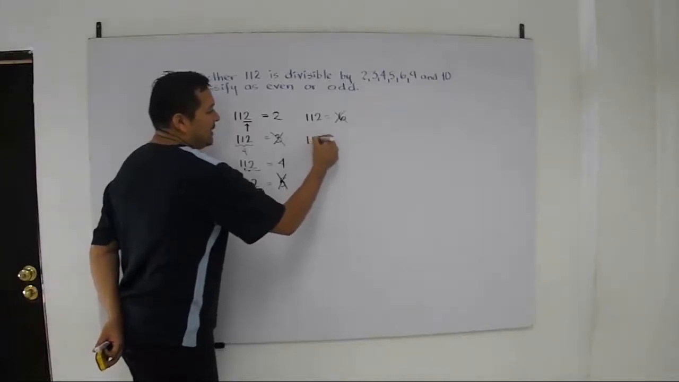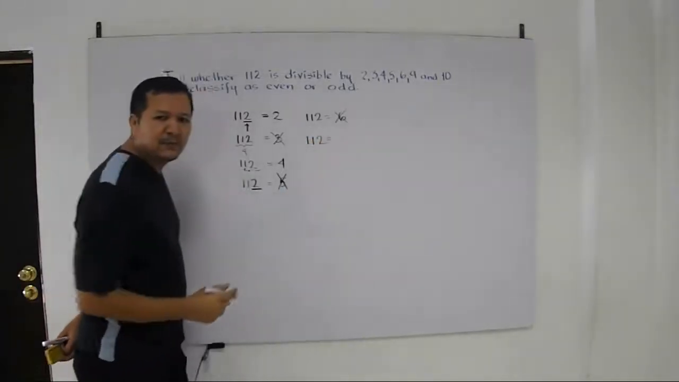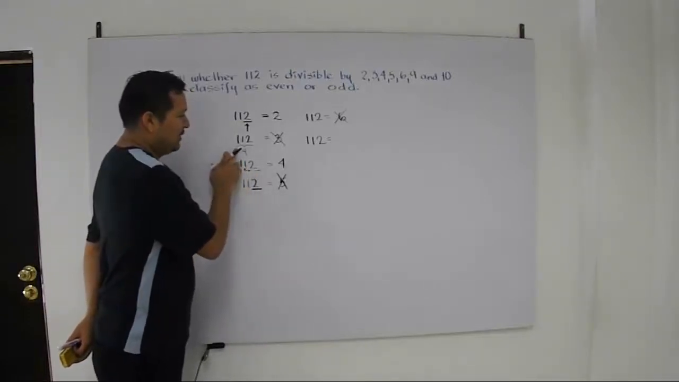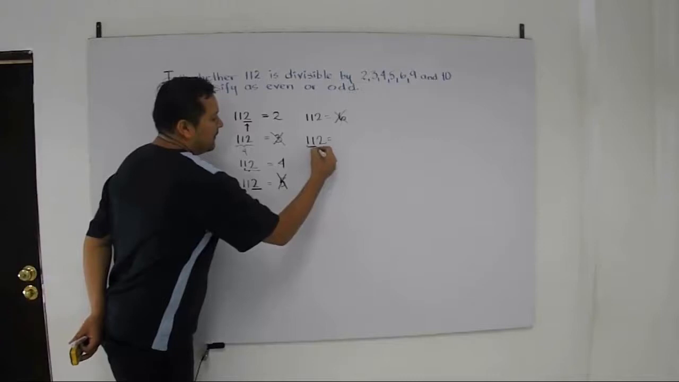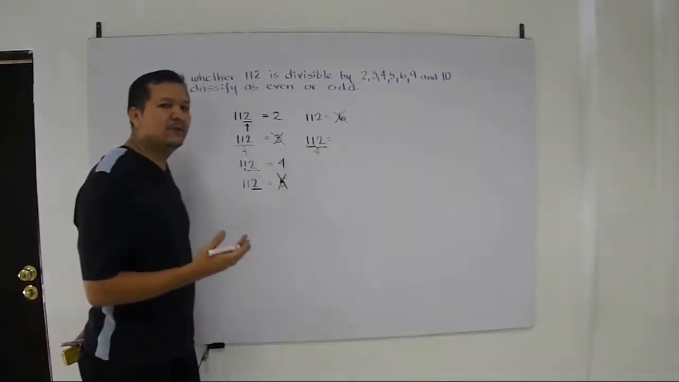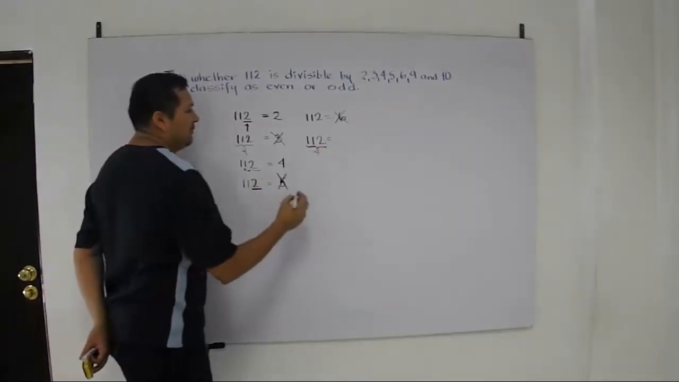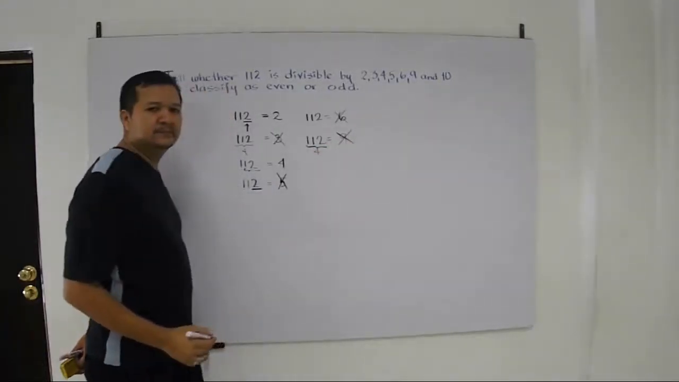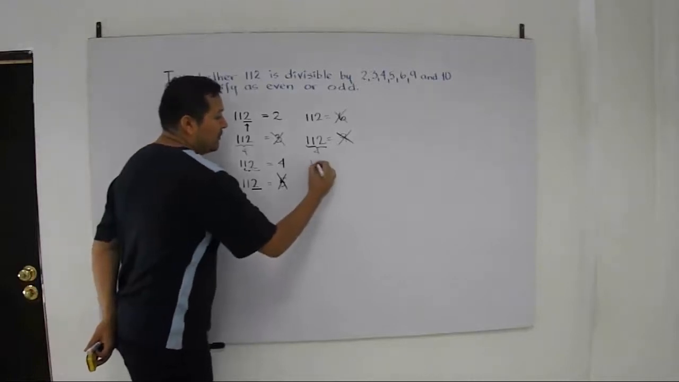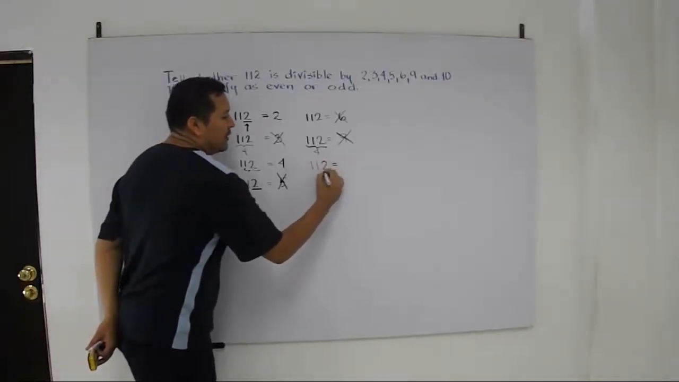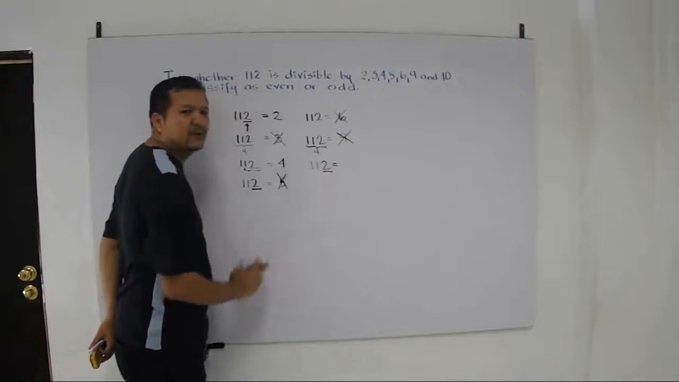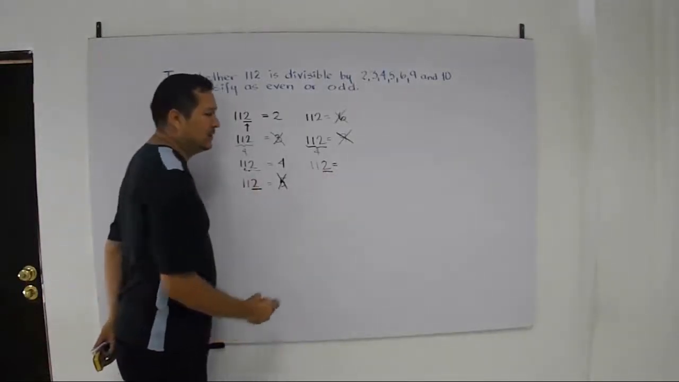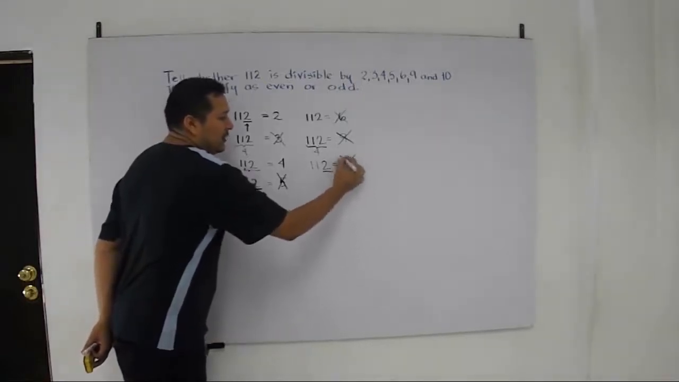To be divisible by 9, the sum of the digits has to be a multiple of 9. If you remember, the sum is 4. And 4 is not a multiple of 9. We can say the number is not divisible by 9. And to be divisible by 10, the ones digit, the first one on the right, has to be 0. As you can see, it's not 0. So it's not divisible by 10.